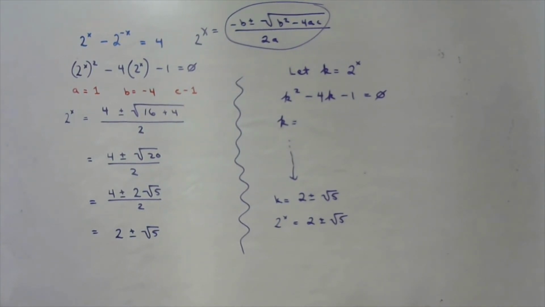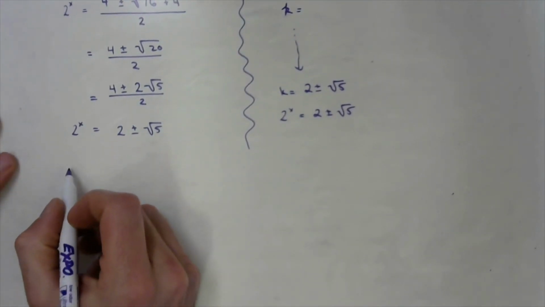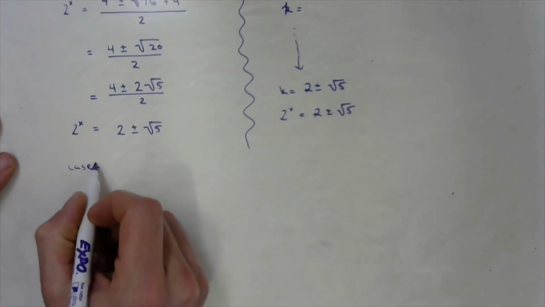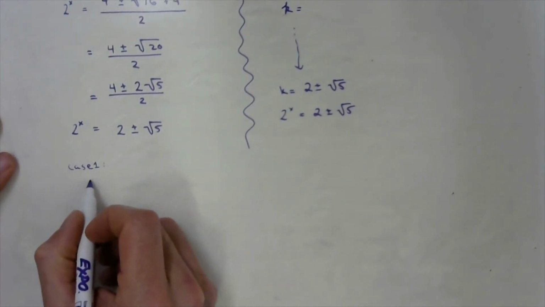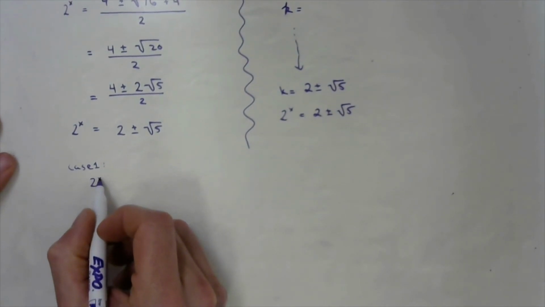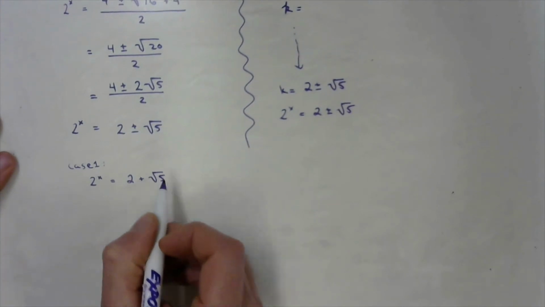Okay, this equation appears to give two possible solutions for 2 to the power of x, right? One where you add radical 5, one where you subtract radical 5. So we actually have to consider both of those cases. Case 1, let's do where we add radical 5. So in case 1, 2 to the power of x is equal to 2 plus radical 5.